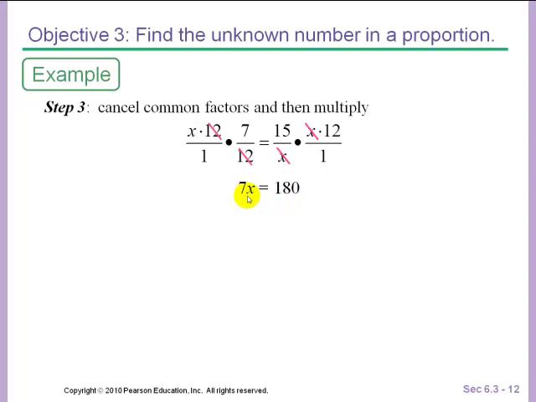Now we'll divide both sides by 7 to get x by itself. And here's where we have to be careful. One option is to leave this as the improper fraction 180 over 7. It cannot be simplified. We're simply done at this point.